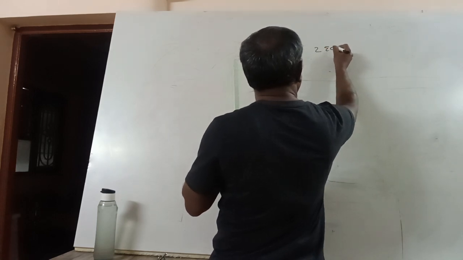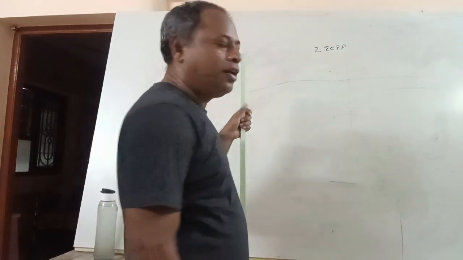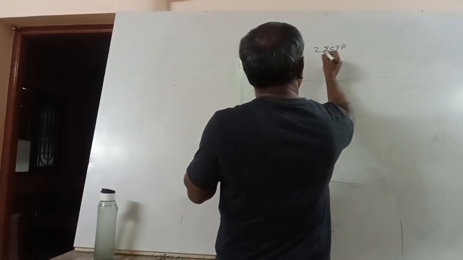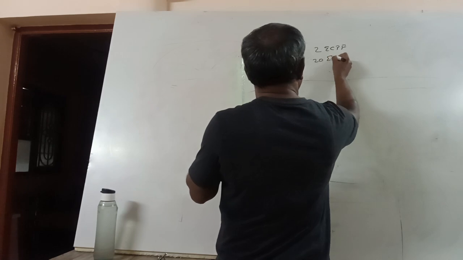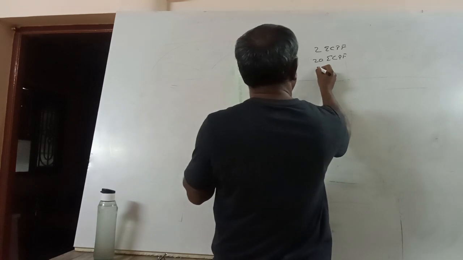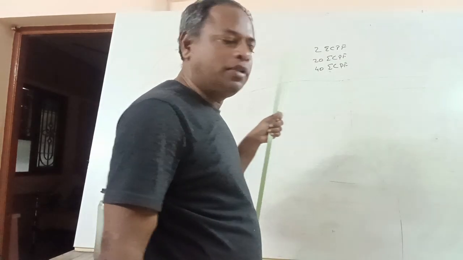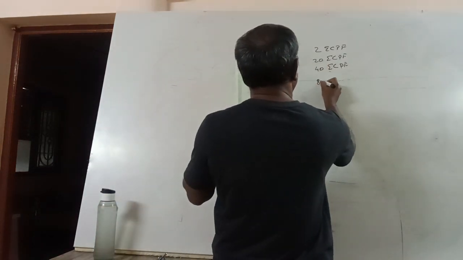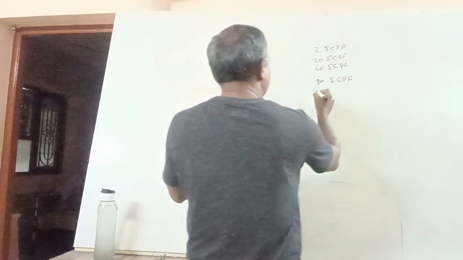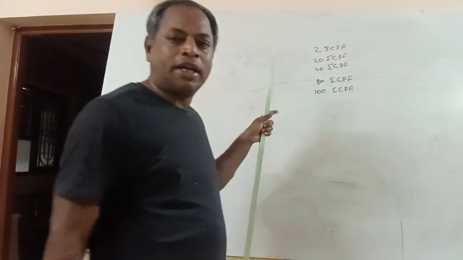Two equal cut piece family. Okay? Then you cut into 20 equal cut piece family. Then you cut into 40 equal cut piece family. Then you cut into 80 equal cut piece family. Then you cut into 100 equal cut piece family.